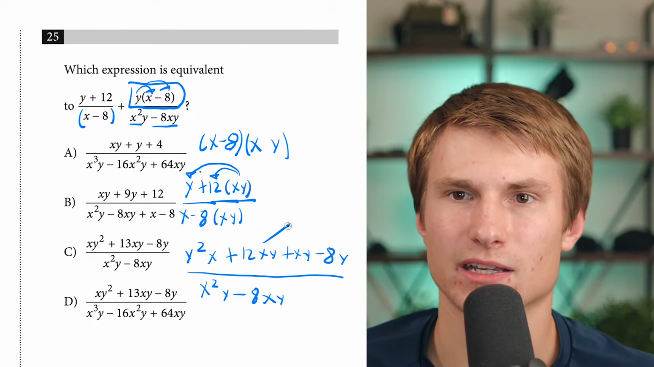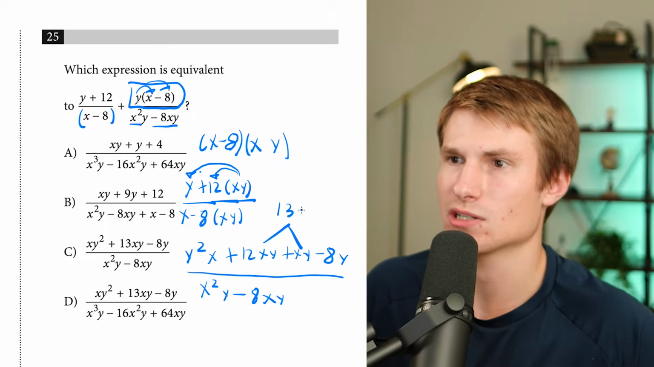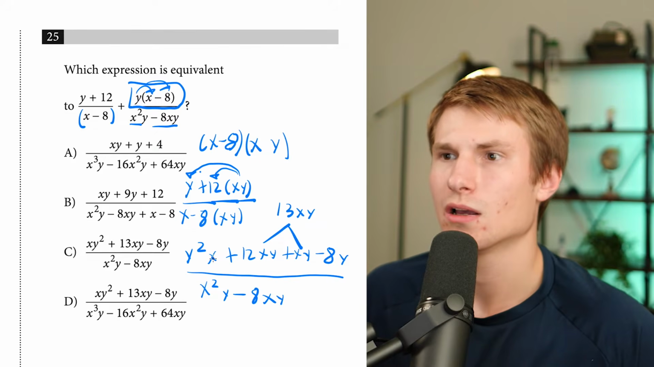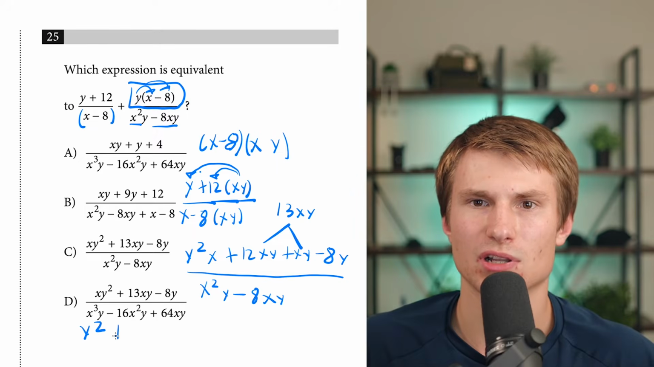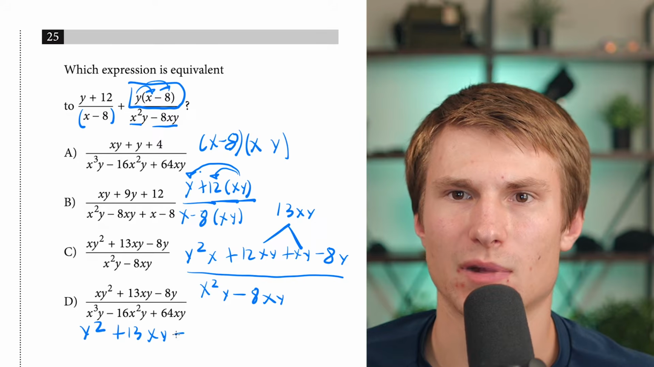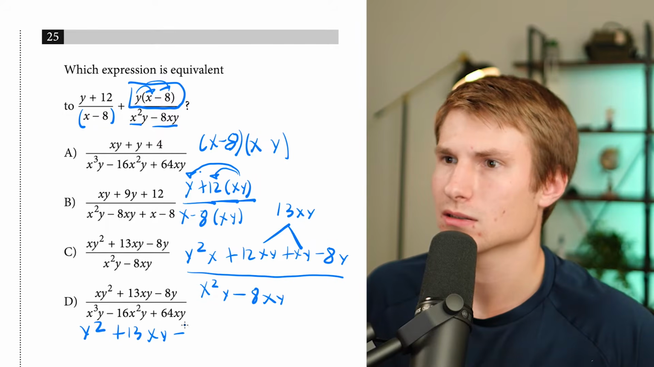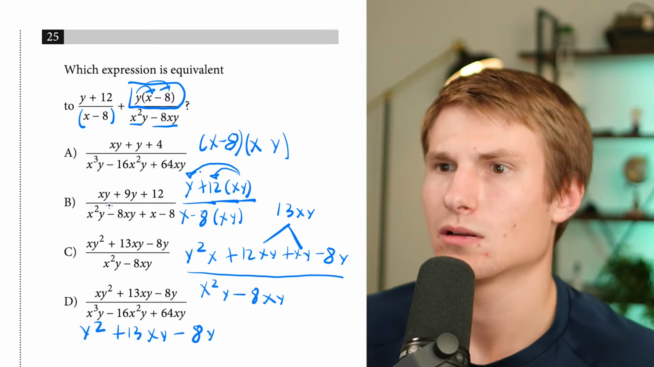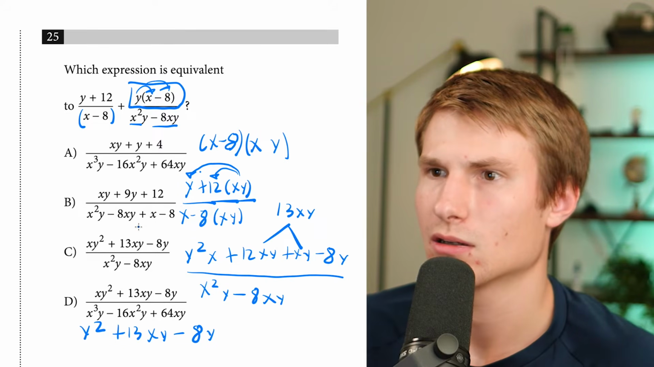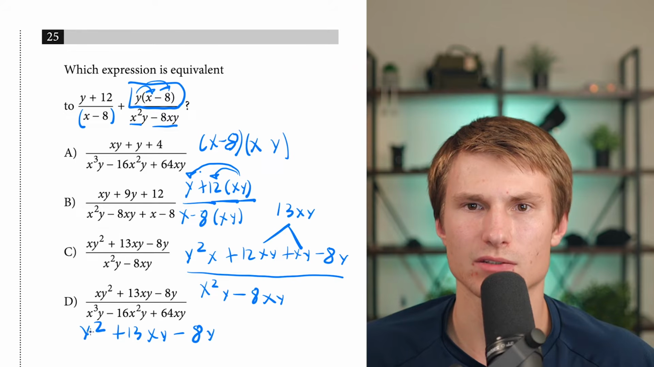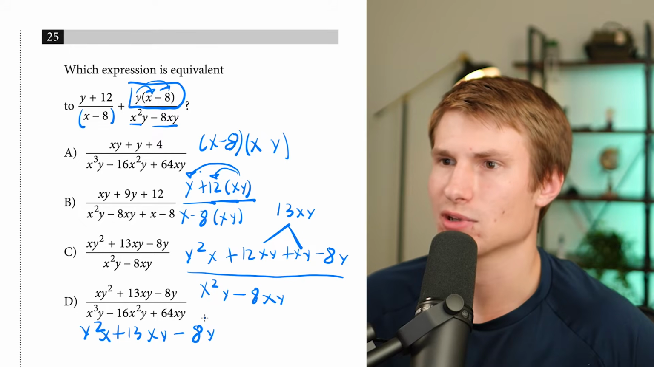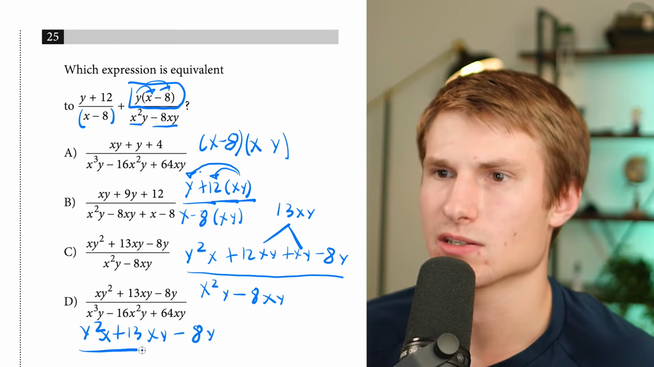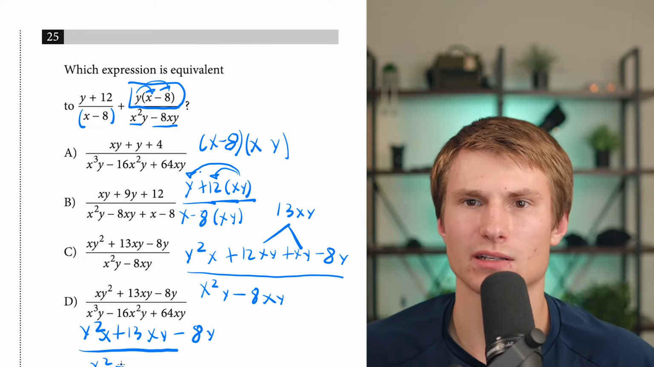From here, we can go and combine like terms. So here and here, we see this will turn into a 13xy because we have 12xy plus xy. So now if we're going to simplify this down, we're going to end up with a y squared x plus 13xy and then minus an 8y. And that's, keep in mind, still all over top of that x squared y minus 8xy.